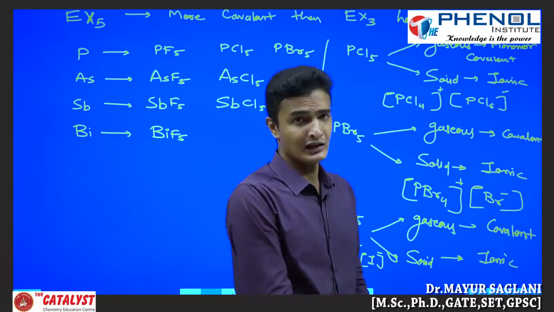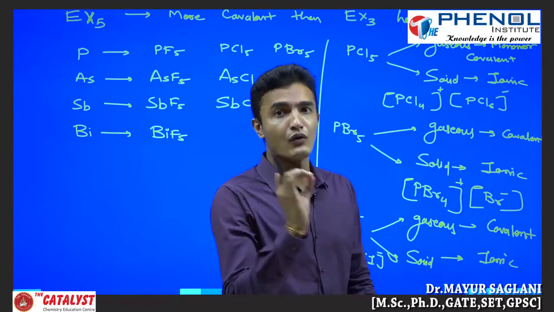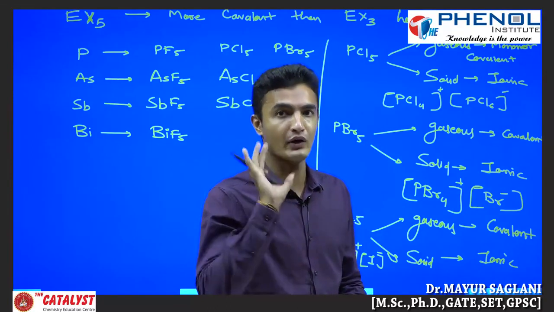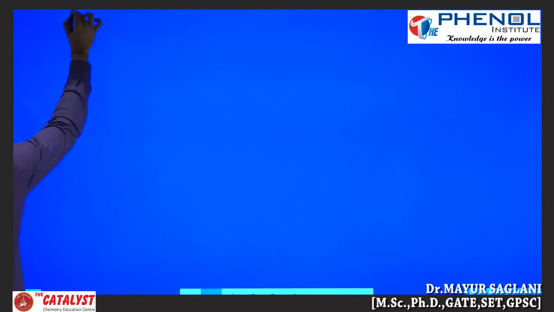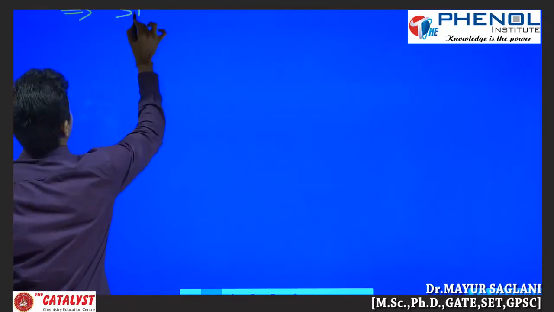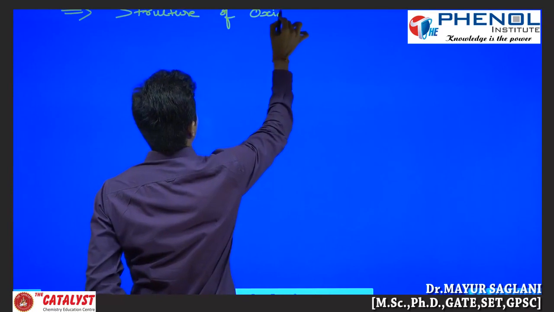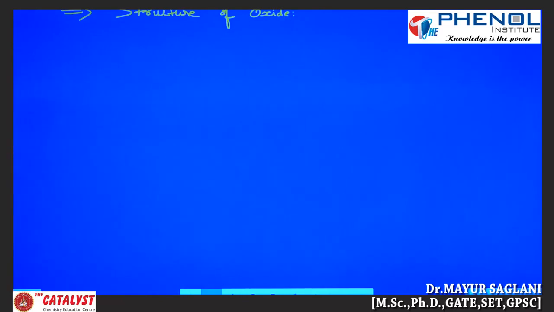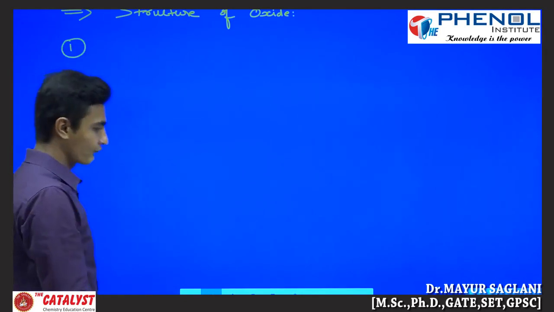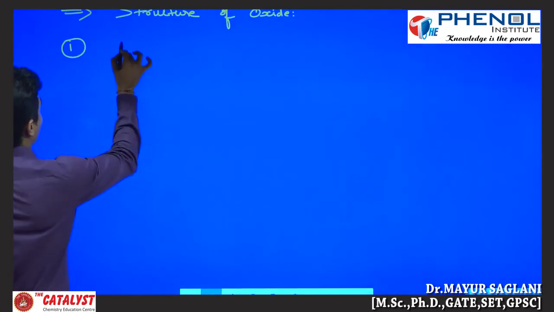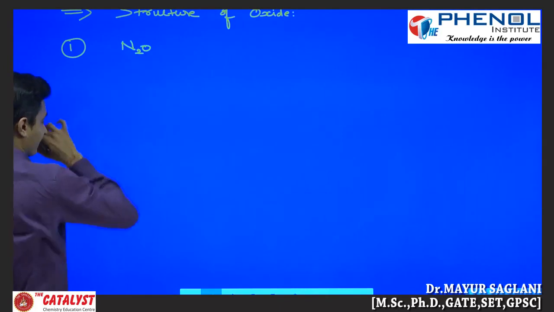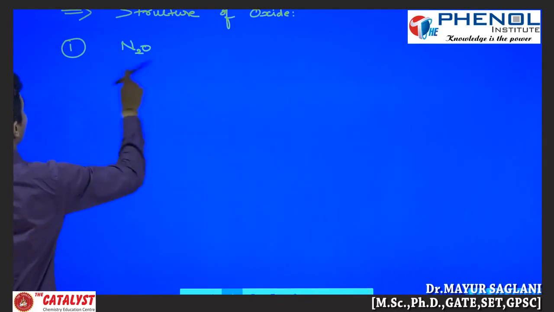Next we will see the structure of oxides and the structure of the oxo acids. First, the structure of oxides. I am giving a heading, structure of oxide. We can write one table for the nitrogen oxides. It is very important. Here you can write N2O. We'll write one small table.